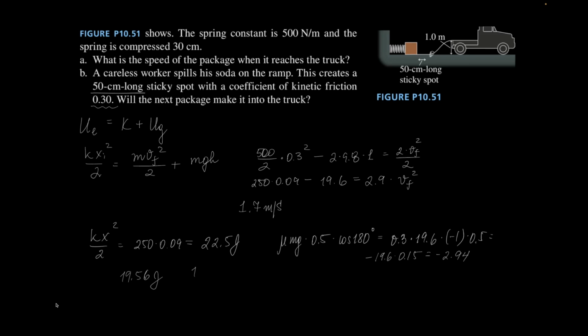We need 19.6, which I get from mgh being 2 times 9.8 times 1, that's 19.6. So this is how much energy I need. This is how much energy I have left over. And the answer is it's not going to go up that ramp because of friction. There you go.